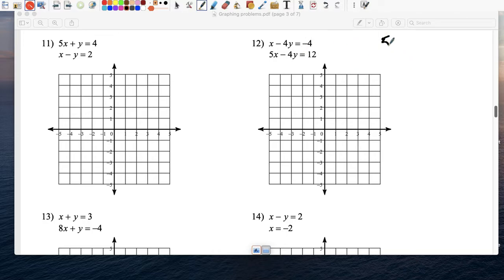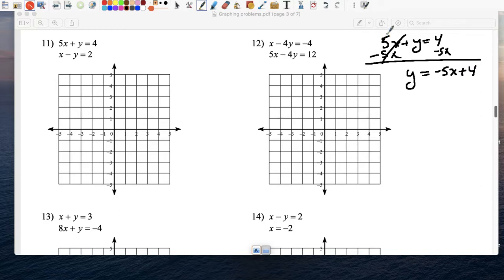Let's do the first one, 5x plus y equals 4. I'm going to subtract 5x on both sides. That goes away. y equals negative 5x plus 4. So basically what I did was throw that 5x to the other side and change the sign. That's basically what I did.